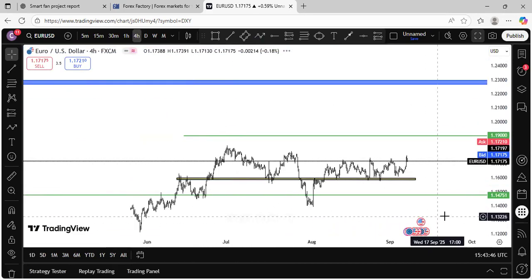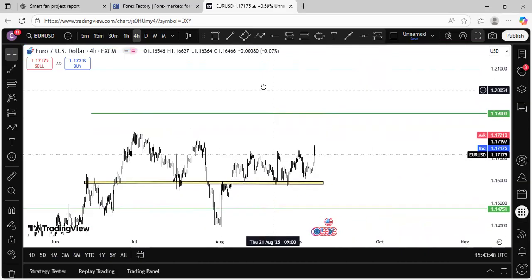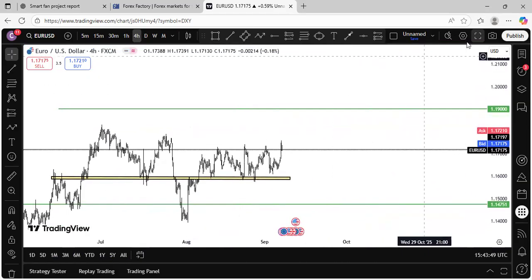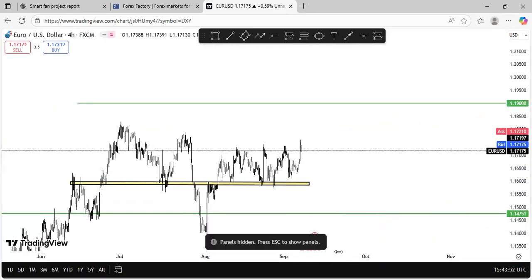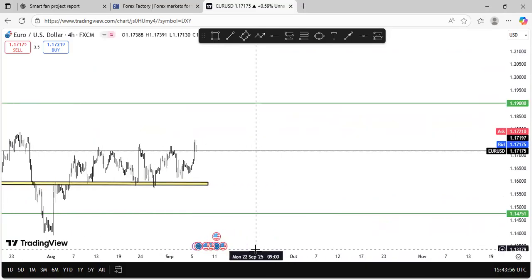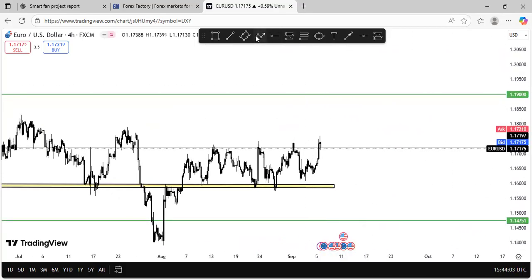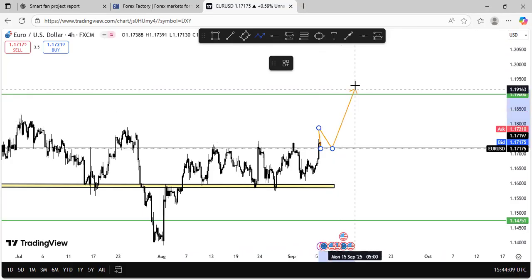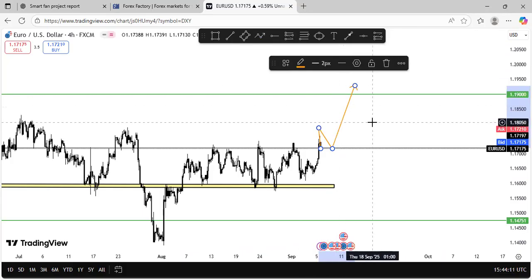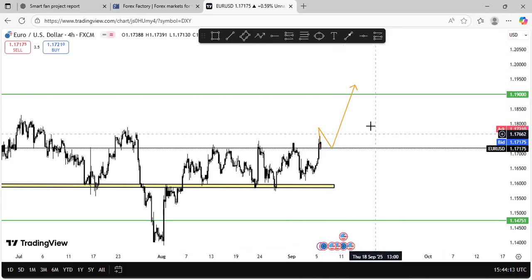So my call on GBPUSD is a buy. My call on EUR/USD is a buy for the long term. We're going to see GBPUSD and EUR/USD push up in the coming weeks. So basically, break here, come back for a retest, and then we push up. So that's it on EUR/USD.